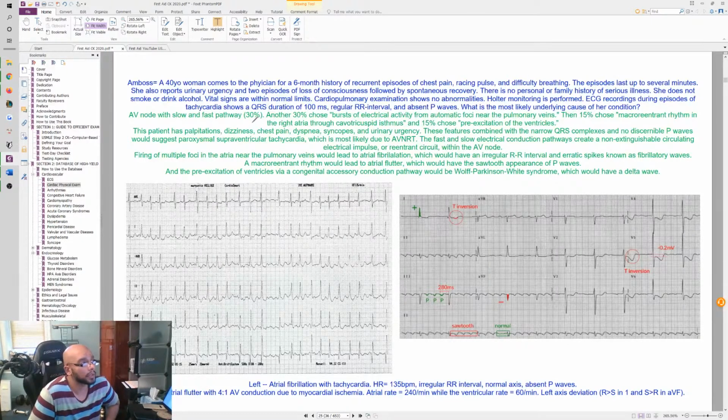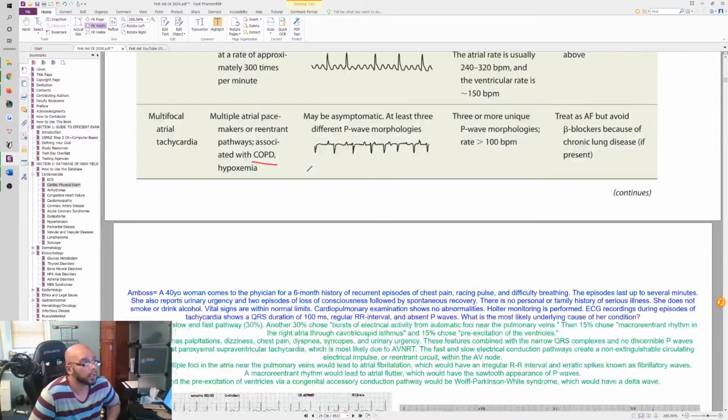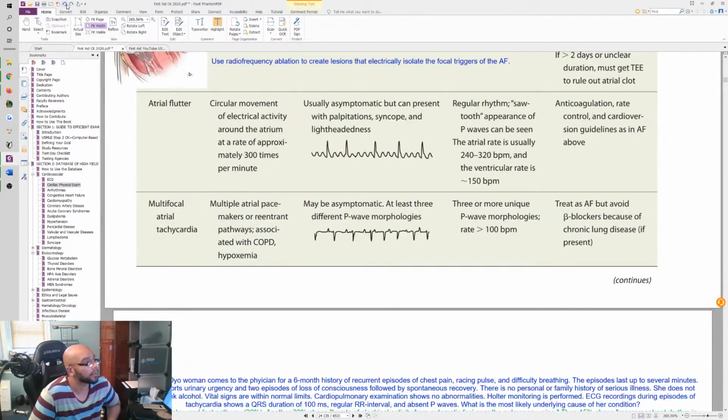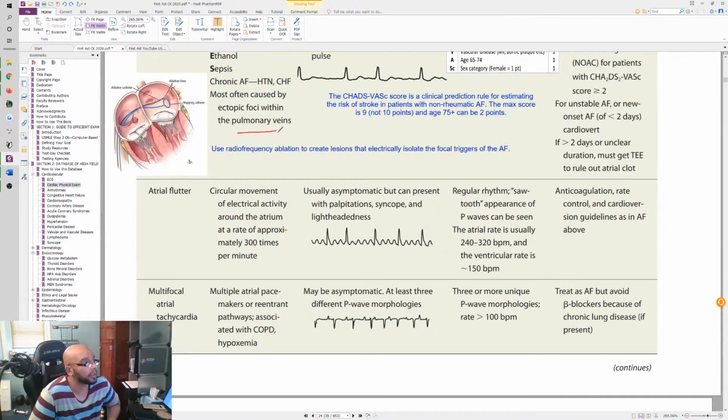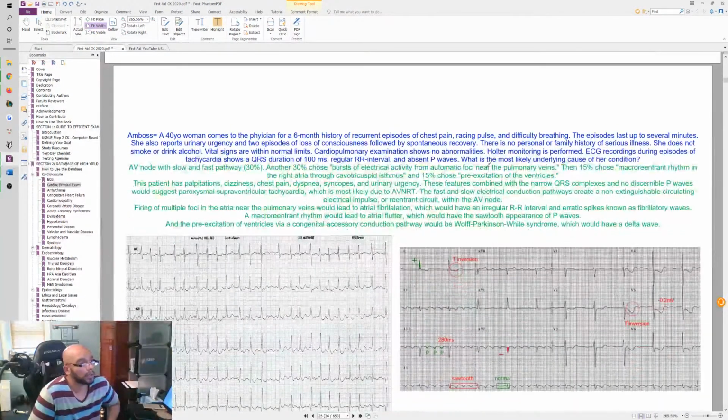So now, only 30% of people got this right. It was AV node with slow and fast pathway. A slow and a fast pathway. Another 30% of people chose bursts of electrical activity from automatic foci near the pulmonary veins, which would be, as we just saw, the pulmonary vein thing. And the pulmonary vein stuff was all about atrial fibrillation right here. Okay, and the other groups, 15% chose macro reentrant rhythm in the right atria through cavo-tricuspid isthmus, whatever that's going to be, and 15% chose pre-excitation of the ventricles.